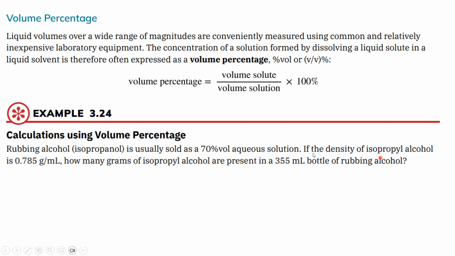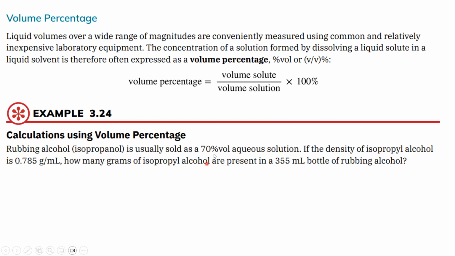If the density of isopropyl alcohol is 0.785 grams per milliliter, and I just noticed that the textbook uses 2 different names for the exact same thing. So isopropanol, isopropyl alcohol and rubbing alcohol are all the same thing. But if the density of that solution is 0.785 grams per milliliter, we want to figure out how many grams of isopropyl alcohol are present in 355 milliliters of rubbing alcohol.